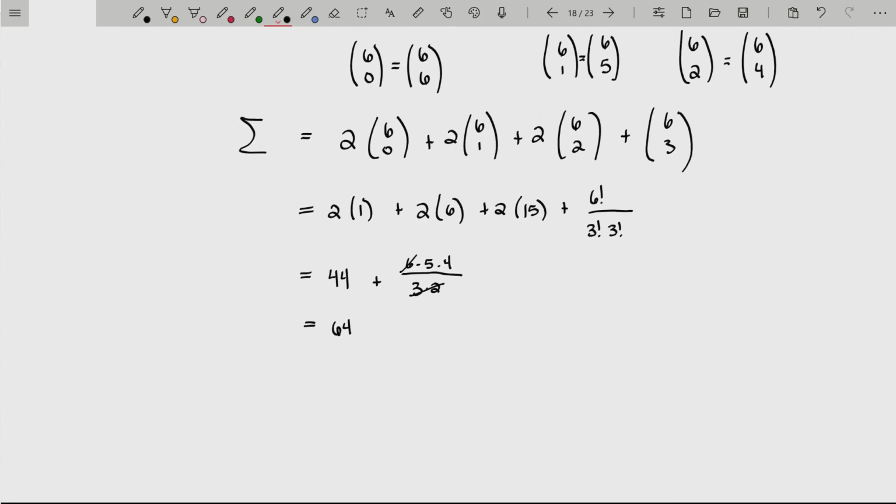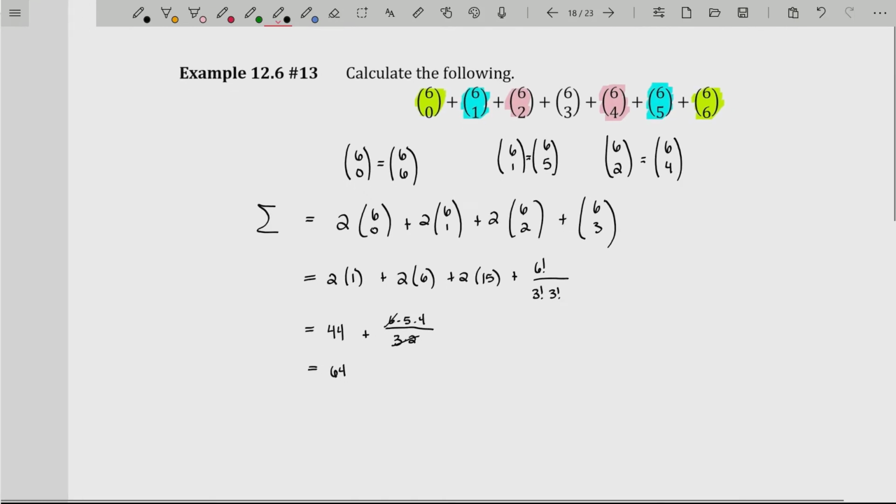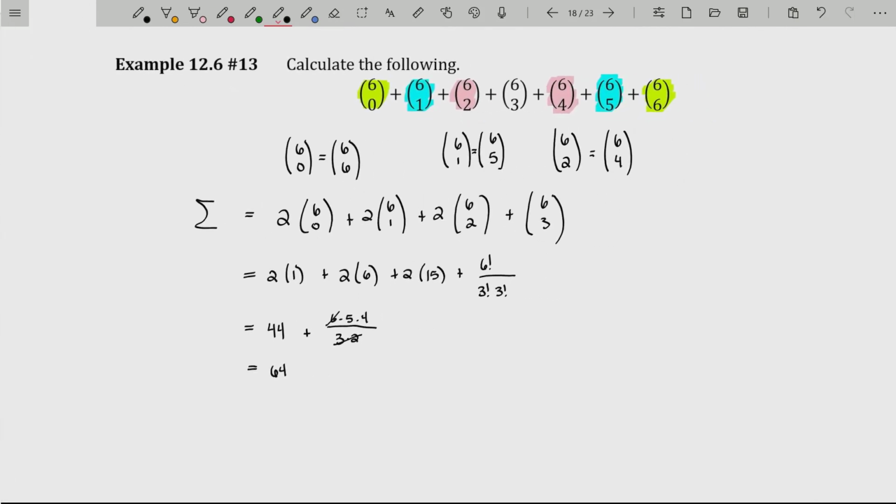There's going to be an interesting pattern about this style of summation that we're going to notice in the next video. But for now, we're done with this one.